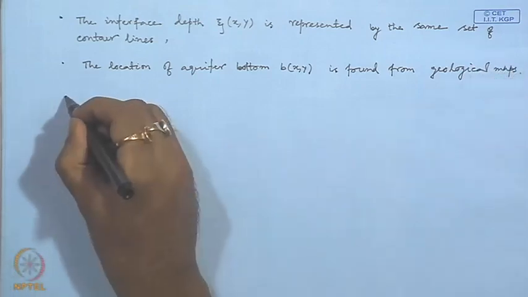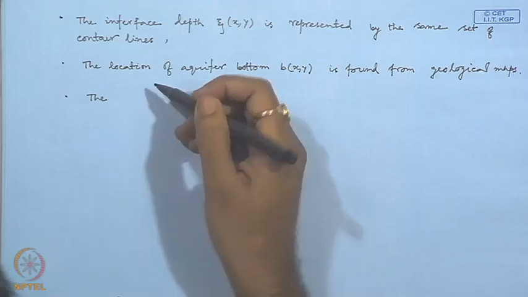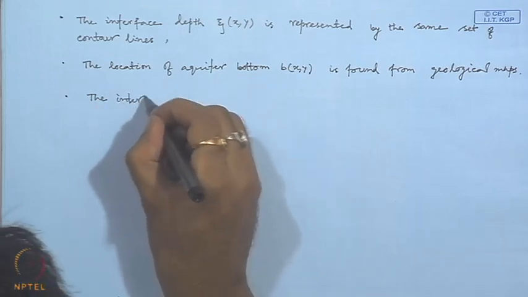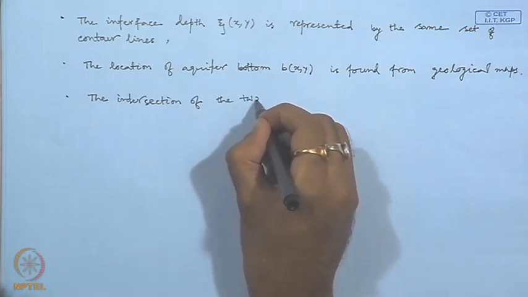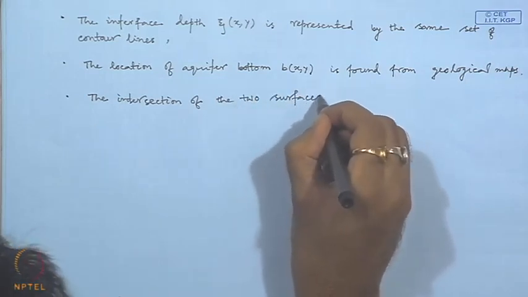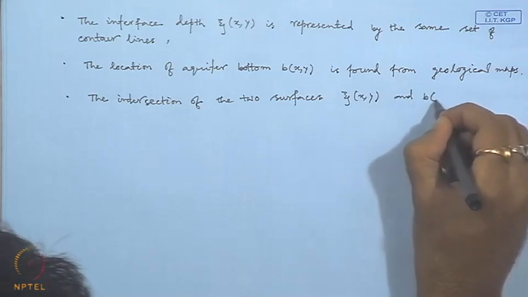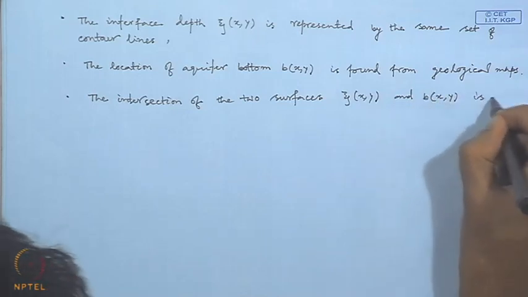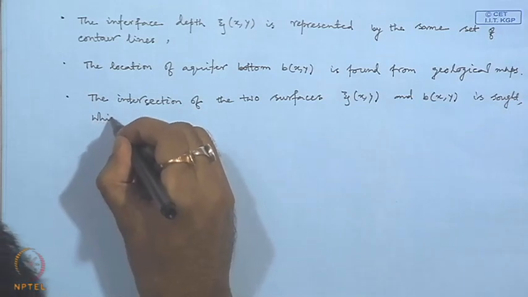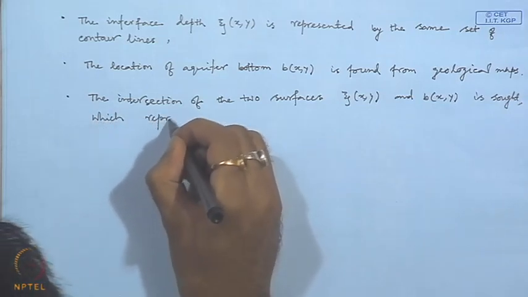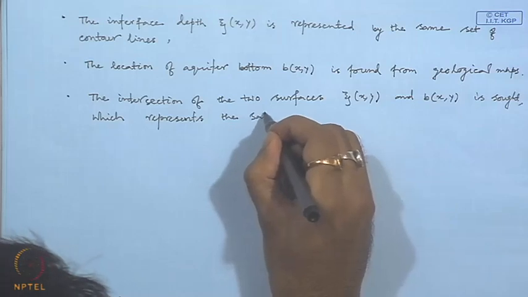maps. And the final one, the intersection of these two surfaces, xi x y and b x y, is sought, which represents the saltwater toe location.